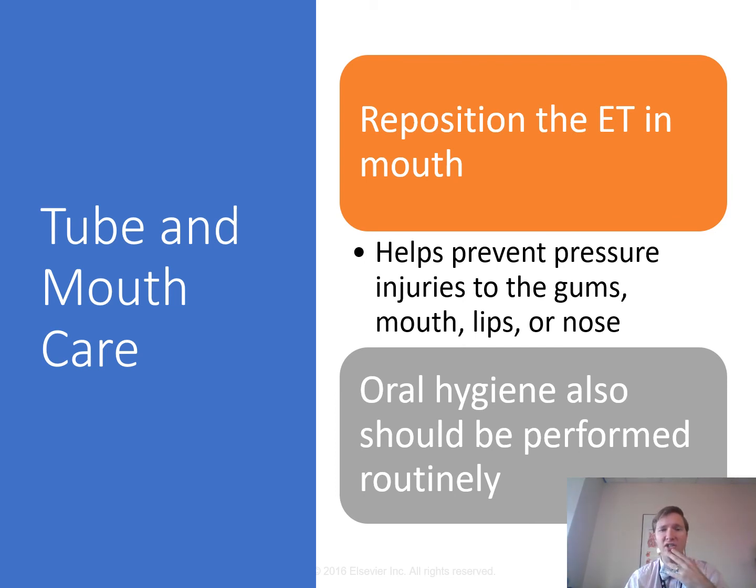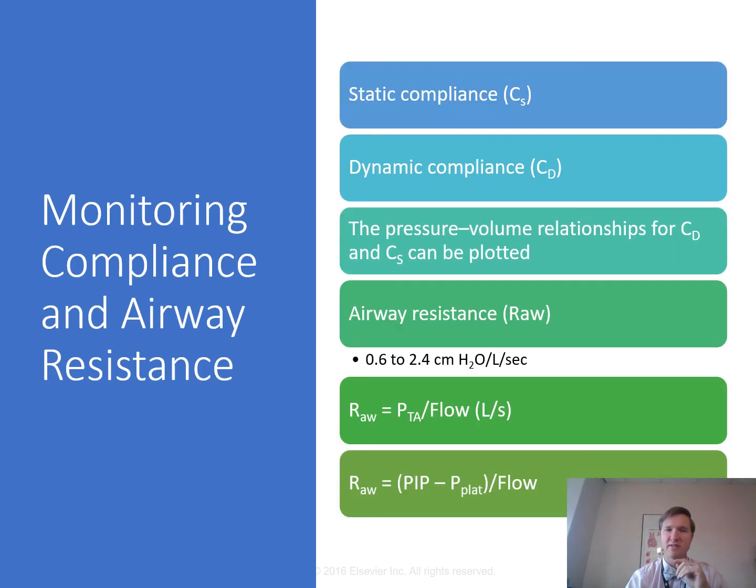Oral hygiene traditionally is done by the nursing staff. However, the RT can be involved here. Where I worked, the RTs were very involved in the oral hygiene as well. So that helps prevent any bacteria from the back of the oropharynx from falling into the trachea and causing a ventilator-acquired condition or ventilator-associated pneumonia.